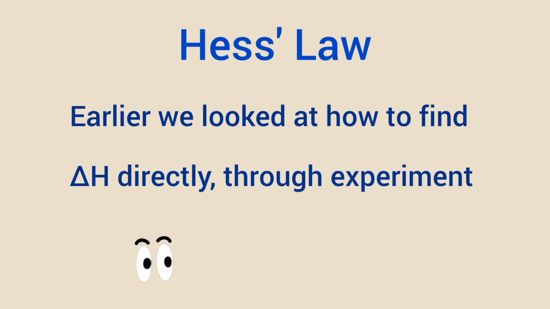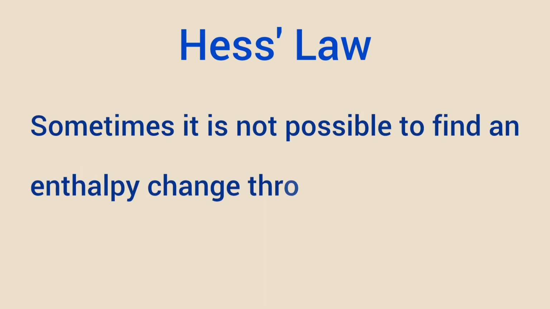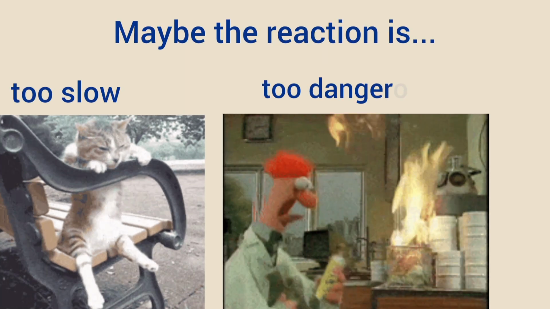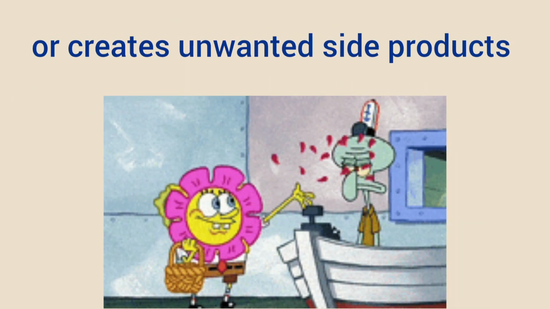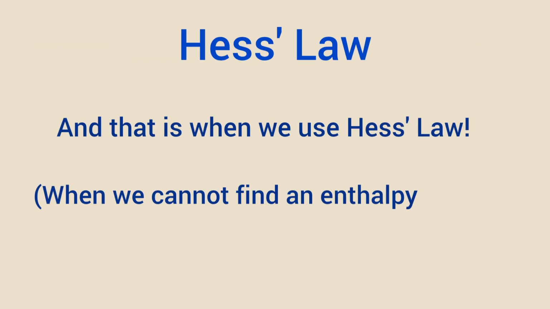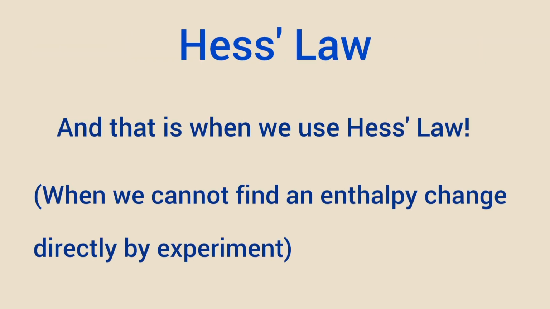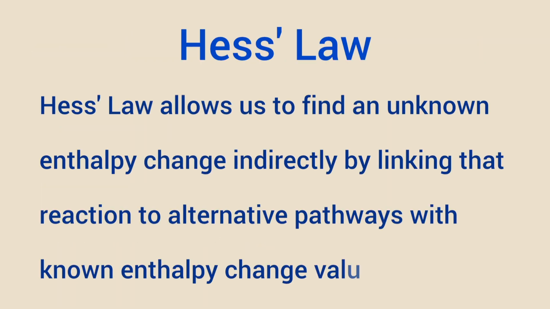Earlier we looked at how to find enthalpy changes through experiment. This is known as finding an enthalpy change directly, but sometimes that's not possible. Maybe the reaction is too slow, too dangerous, or creates unwanted side products, and that is when we use Hess's law. Hess's law allows us to find an unknown enthalpy change indirectly by linking a particular reaction to alternative pathways with known enthalpy change values.